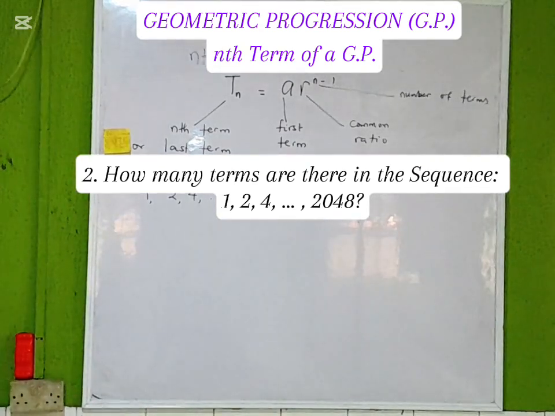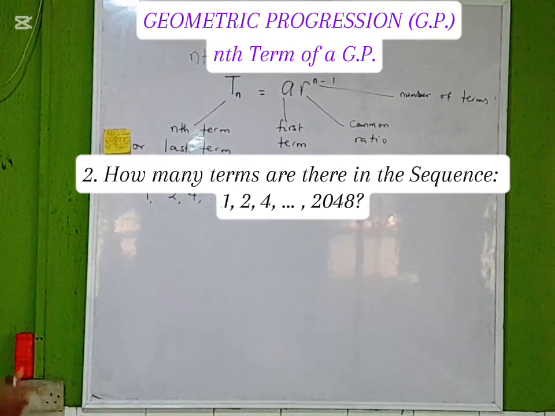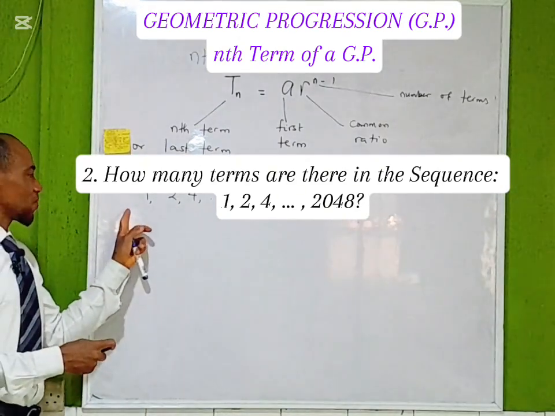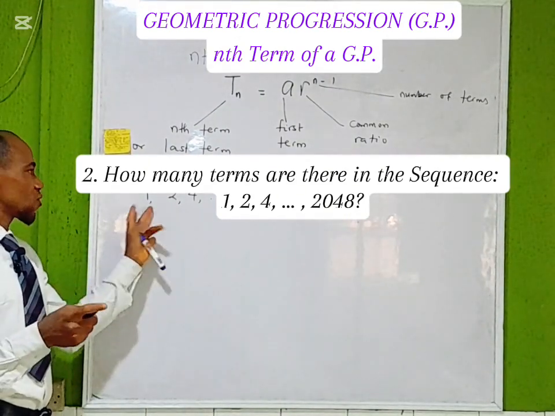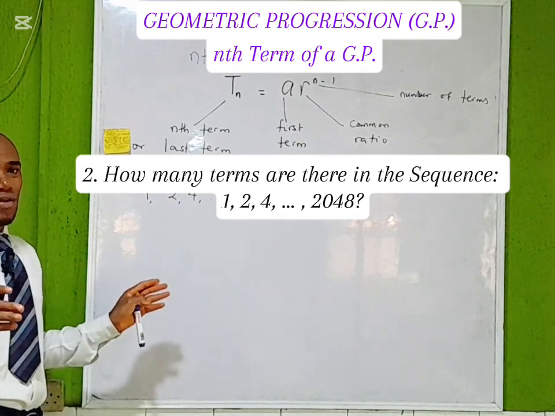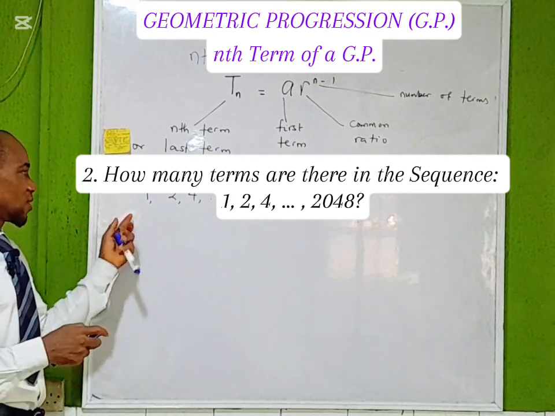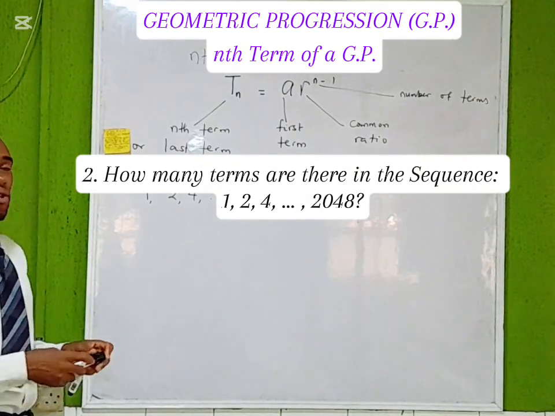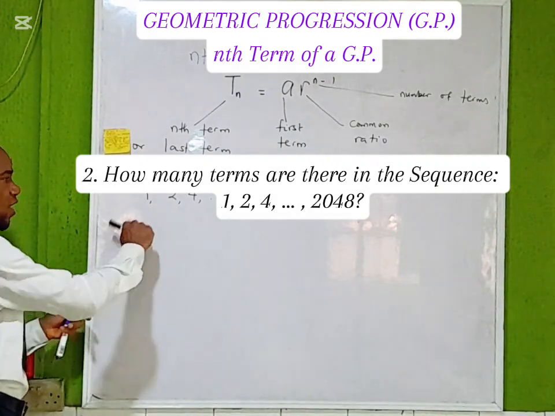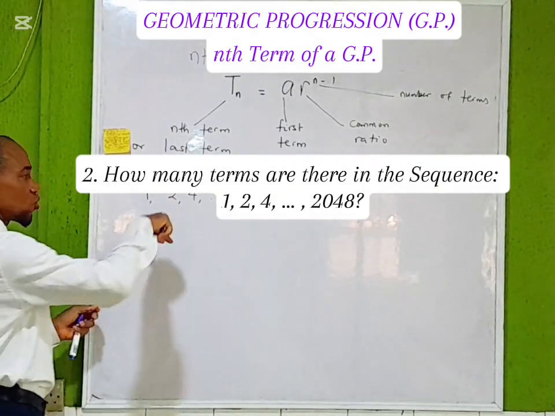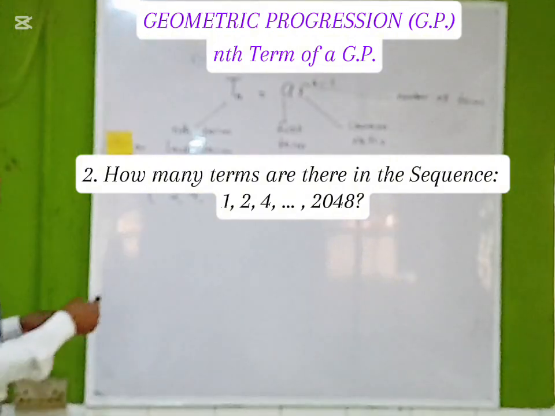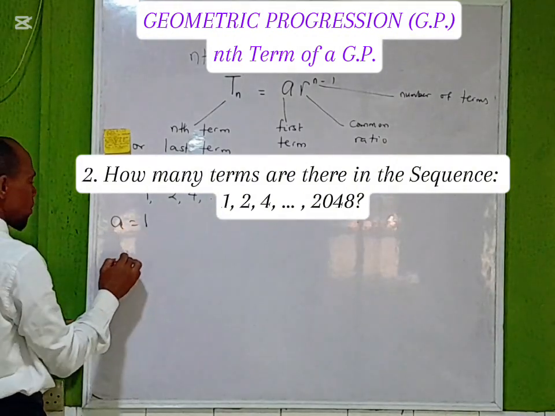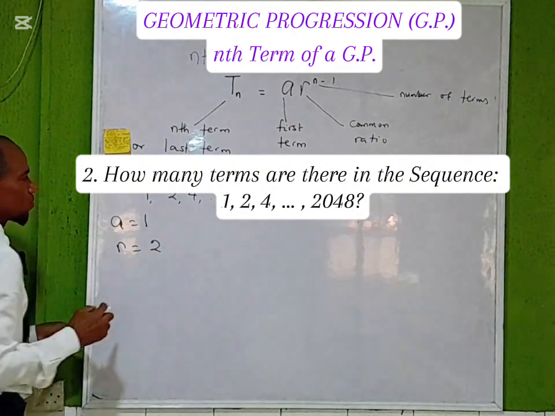Once again, without wasting time, let's verify if it is a GP. So 2 minus 1 is 1, 4 minus 2 is 2. The fact that the subtractions are not the same means there's no common difference, and that nullifies the possibility that this is an AP. So we try the GP method, which is division. 2 divided by 1 is 2, 4 divided by 2 is also 2. Automatically it's a GP, with A being 1 and R being 2.